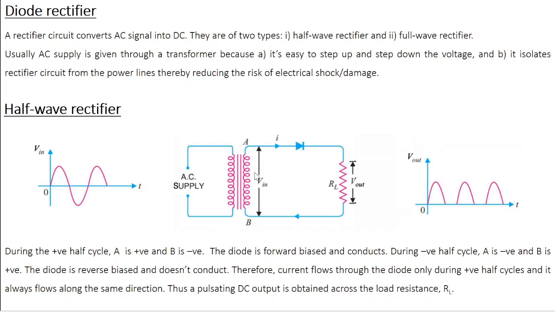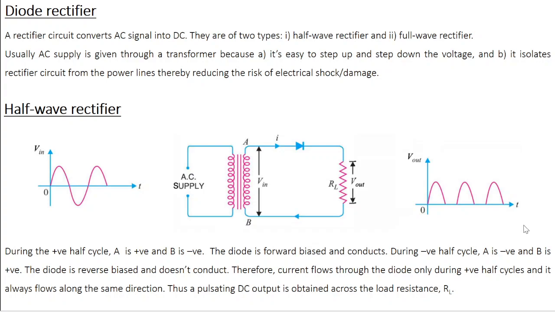So typically when the number of turns in the secondary coil is greater than that of the primary coil, then you can amplify the signal. If the secondary coil turns is less than that of the primary coil, then you step down the signal. And secondly, as you can see, there is no electrical contact between the primary and secondary coils of a transformer. So in this way you can isolate the rectifier circuit from the power lines, thereby reducing the risk of electrical shock or electrical damage.